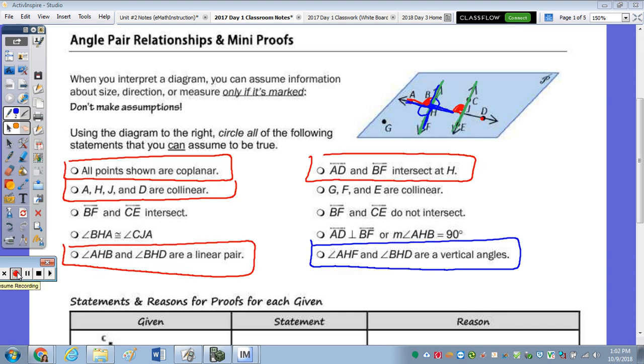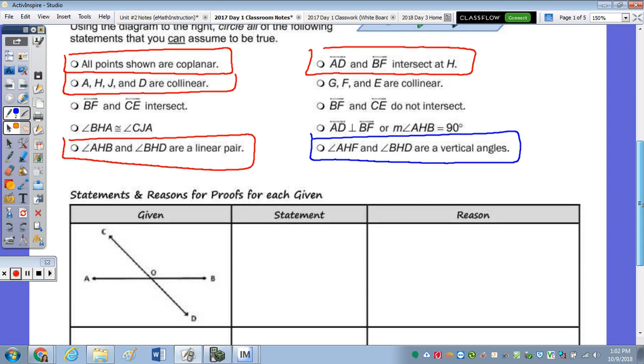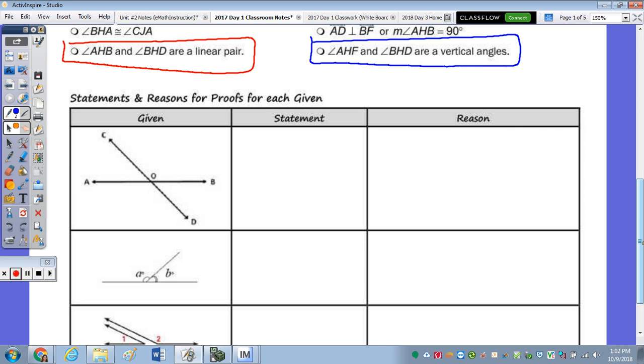So given these answers here that are circled, the point of this exercise was not to frustrate you, right? But you need to be told. So in a proof, you will be given statements that are called givens, okay? And based on those givens, you can then make a conclusion. So let's start to take a look at some of the statements and reasons in the proofs, okay?